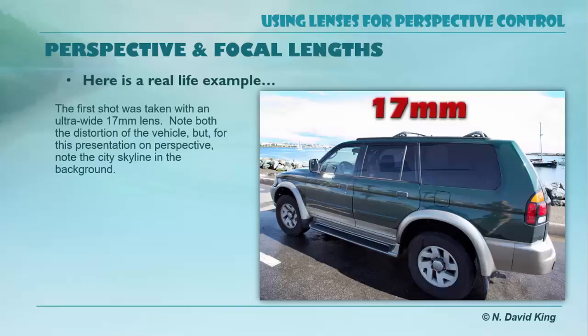Here's our first shot. 17 millimeters taken from almost right on top of the car. We're that close. And note what happens. The vehicle, of course, is distorted. You would expect that with such an ultra-wide-angle lens. But the city is way back there on the horizon. You can just barely see it at this focal length of a lens.